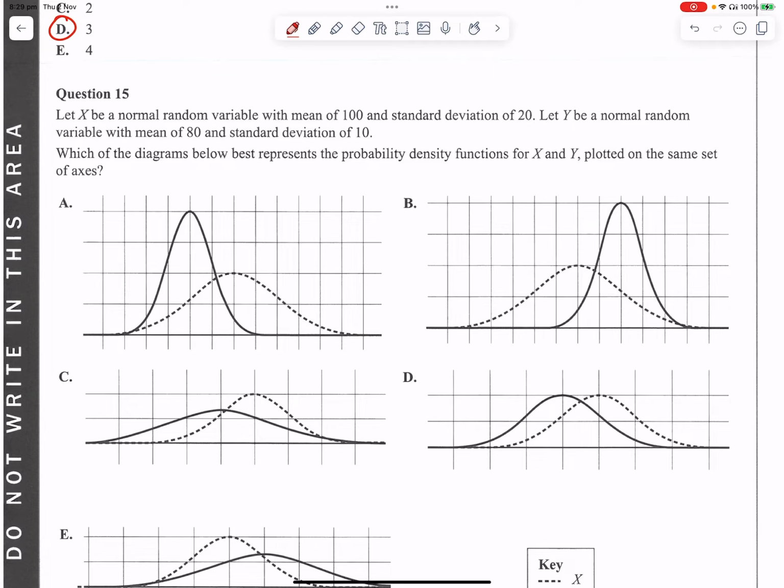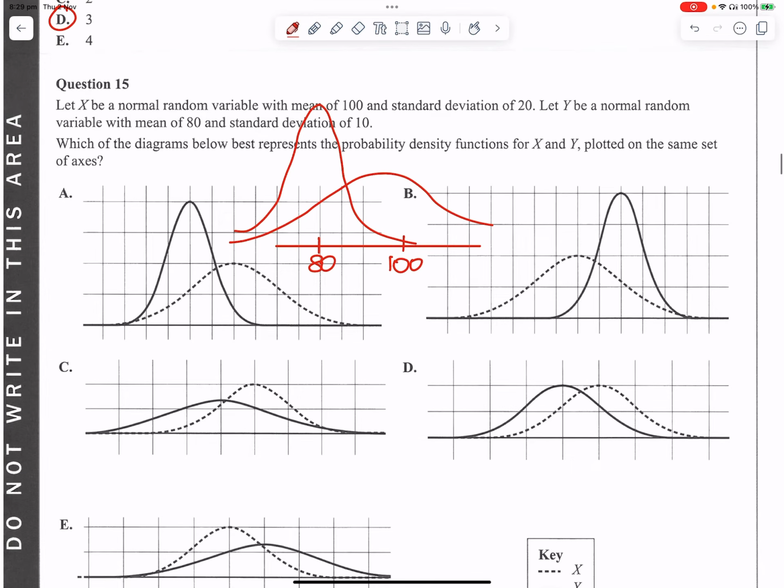Let x be a random variable with a mean of 100 and a standard deviation of 20. Let y be a random variable with a mean of 80 and a standard deviation of 10. So let's say 80 is there, 100. Standard deviation of 10 means it's going to go higher. 20 means it's going to go wider. So it's going to look like that.